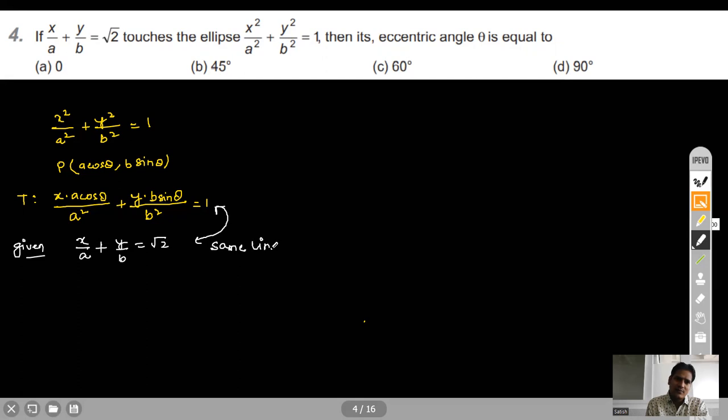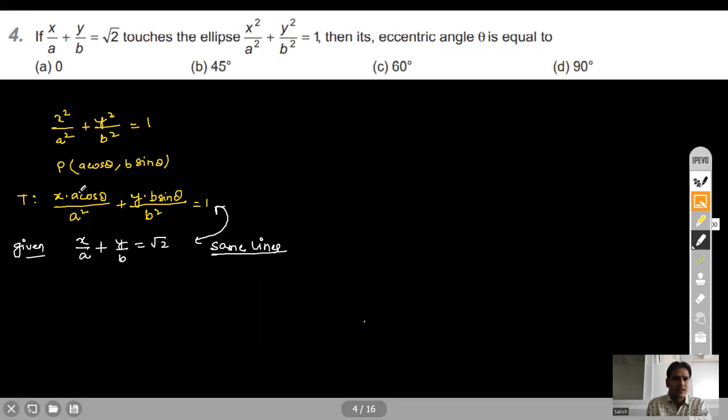Same lines, right? Or these two represent the same tangent, right? So if that is the case, what can we infer? What can we say about these two equations? We can say the coefficient of X must be equal to the coefficient of Y, and that must be equal to the constant, since both these lines represent the same line, right? So I will use the same funda.